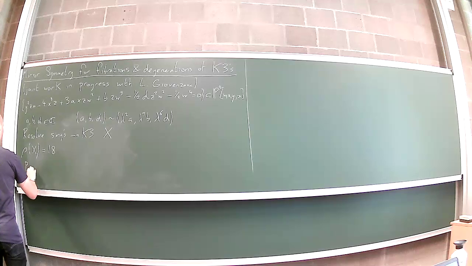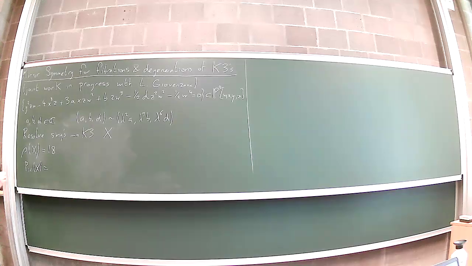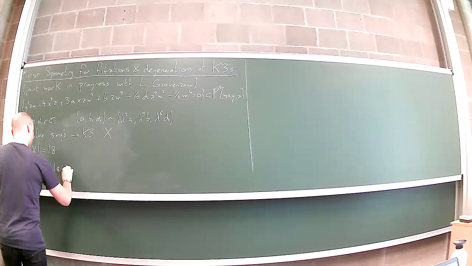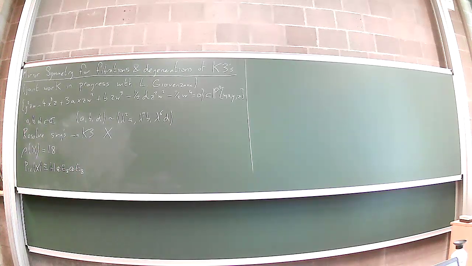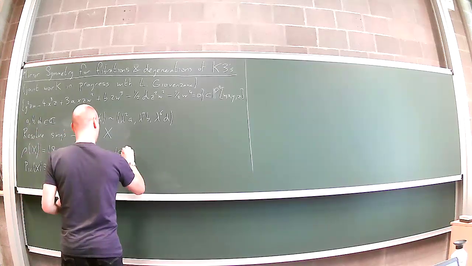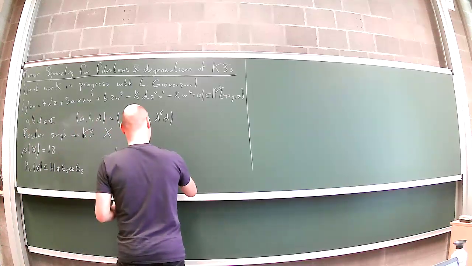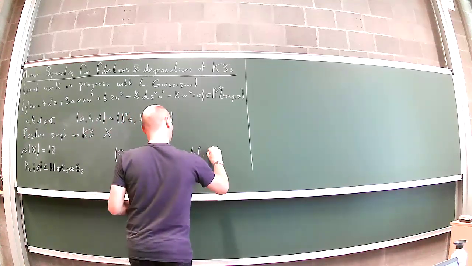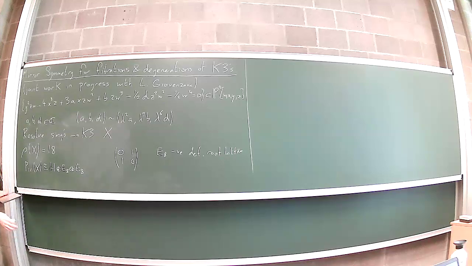If you know a bit more about K3s, the Picard group here has an intersection form on it, and we can identify this with a lattice, and the lattice we identify it with is this. What is H? H is the lattice where the intersection form is given by a matrix that looks like this. It's called the hyperbolic plane. And E8 is the negative definite root lattice. So if I look at the rank here, I've got 2 and 8 and 8, that gives me 18. So this is the right thing.